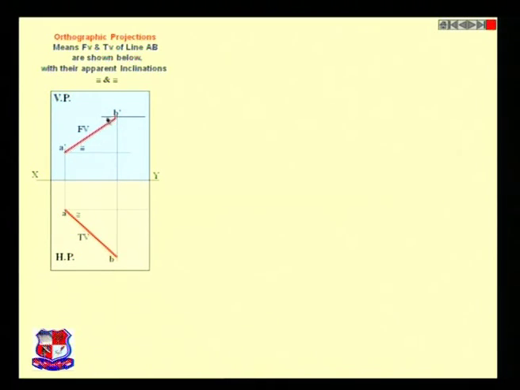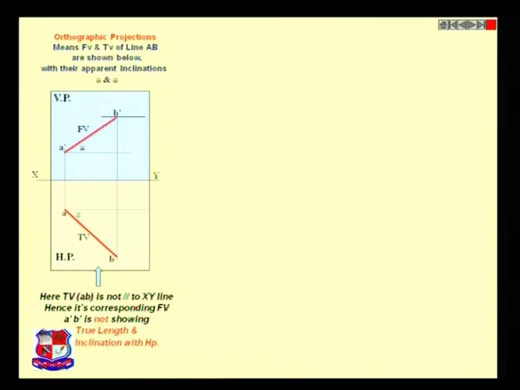We have taken these two projectors. As you can see over here, we have taken the projectors parallel to the XY line. This is our XY line. From the point A dash, we have drawn a line parallel to the XY line. From B dash, we have drawn a line parallel to the XY line. In the same way, from the point A, we have drawn a line parallel to the XY line. Here is the top view, which is not parallel to XY. Hence, it is not showing the true length and the true inclination with the HP. It is not parallel, because of that it is not showing the true length.